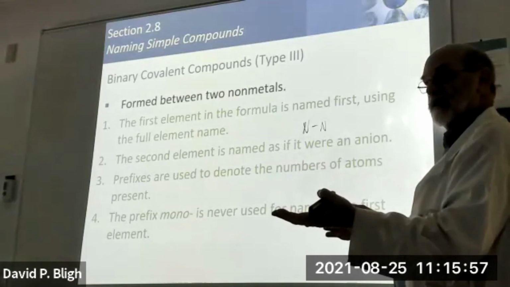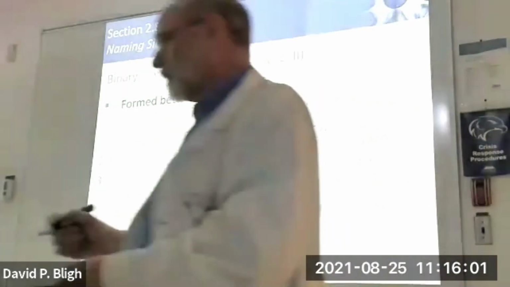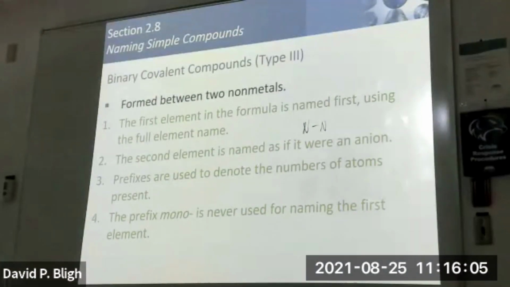So the help that we're getting is which one comes first. Since they're not ions, which one comes first? Generally speaking, this doesn't always happen, but the one that comes first is usually to the left, toward the metal side. And the one to the right takes the anion position.